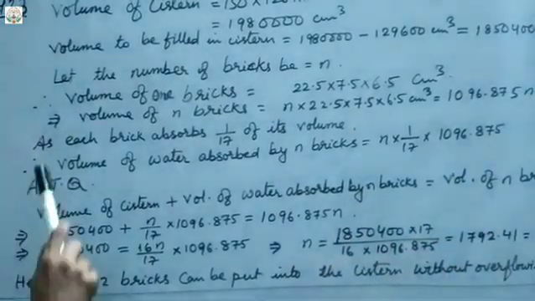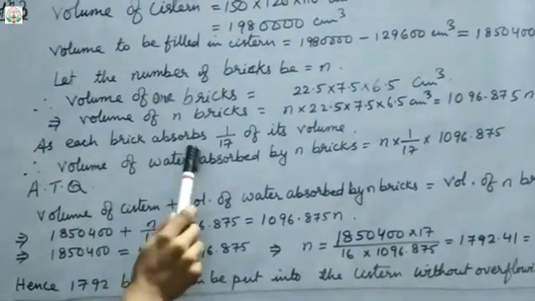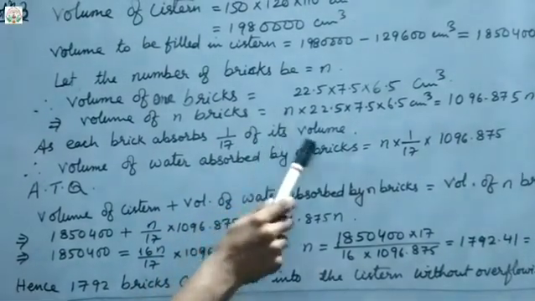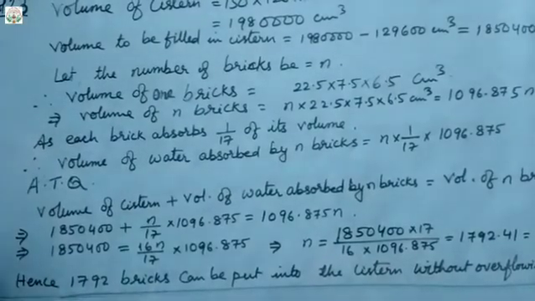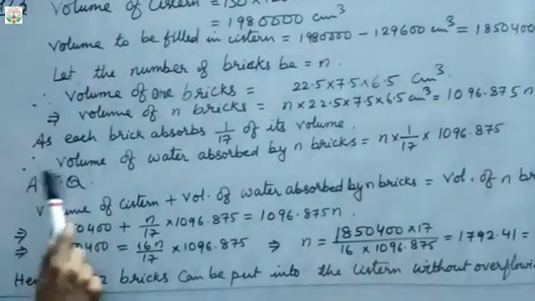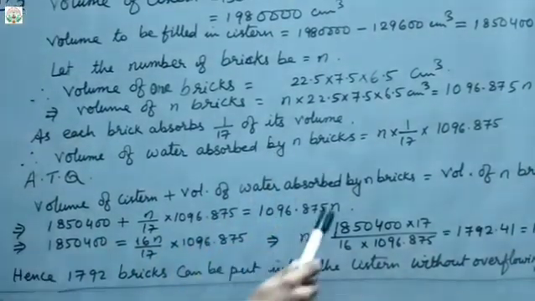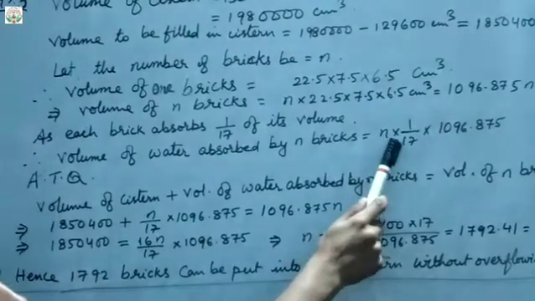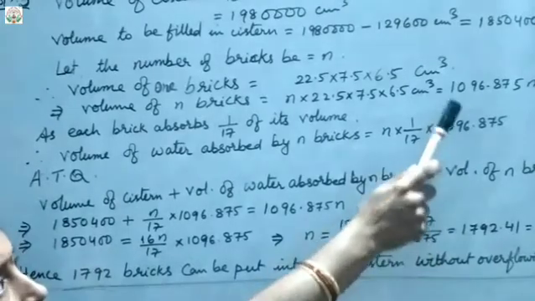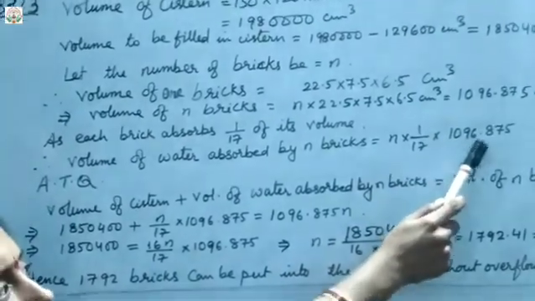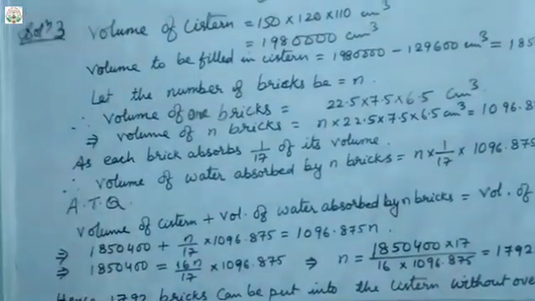Now as each brick is porous, each brick absorbs 1/17 of its volume. Whatever the volume of brick is, 1/17 of it absorbs water. So now volume of water absorbed by n bricks will be n into 1/17 of its own volume. What is the volume of the brick? That we got already, 1096.875. Clear? Now according to question what is given?